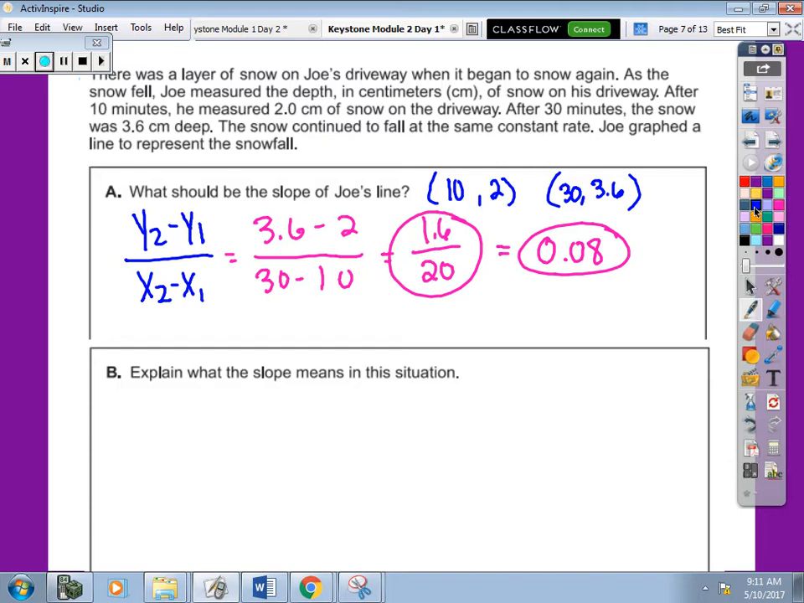Part B, explain what the slope means in terms of the situation. So what does it mean in terms of Joe's driveway, the snow, the time, etc.? What does the 0.08 stand for?